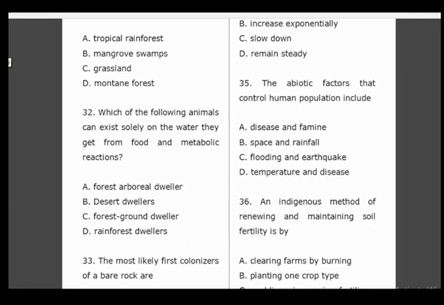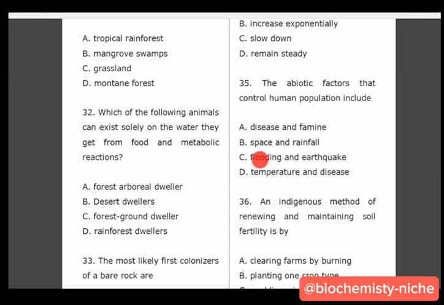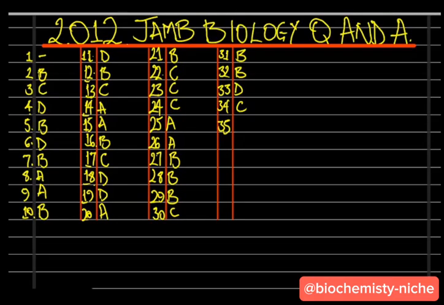So that is our answer to question 35, flooding and earthquake. Flooding will definitely displace people from their environment, from their habitat, from their homes. So also earthquake. So those are the answers. Option C is the answer to question 35. Option C. And then we have 36.